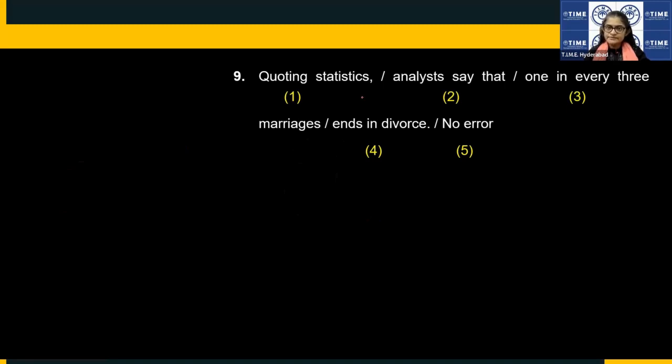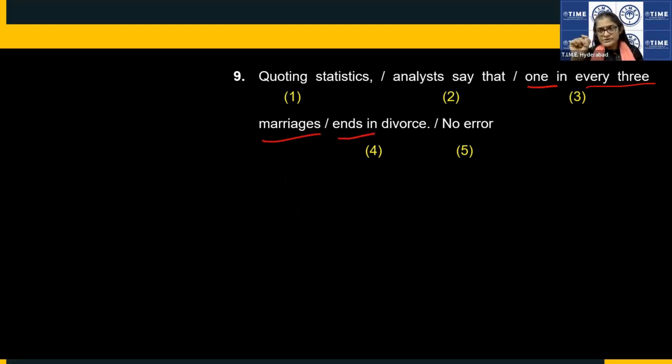Quoting statistics, analysts say that 1 in every 3 marriages ends in divorce. Unfortunate, but anything wrong with the sentence? Let us see. Quoting statistics, analysts say that. So analysts quote statistics and say that, correct. 1 in every 3 marriages. So out of every 3 marriages, 1 ends in divorce.